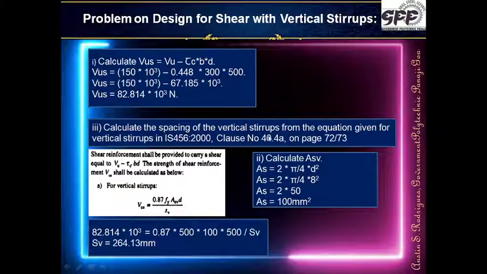Calculate the spacing of the vertical stirrups from the equation given for vertical stirrups in IS 456 clause 40.4a on page number 72 and 73. So we are looking at page number 73 in specific to get the particular clause. Now the clause says shear reinforcement shall be provided to carry a shear equal to VU minus tau C BD, that is this much. The strength of the shear reinforcement shall be calculated as below. So VUS is equal to 0.87 Fy ASV into D upon SV.